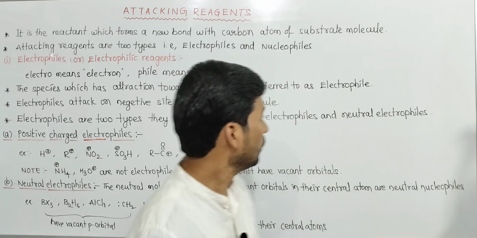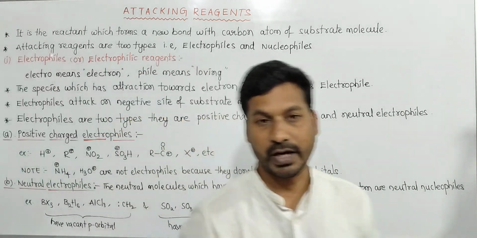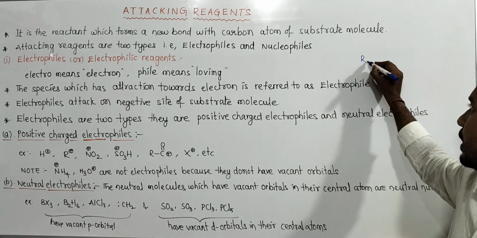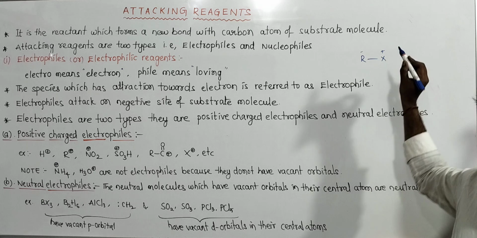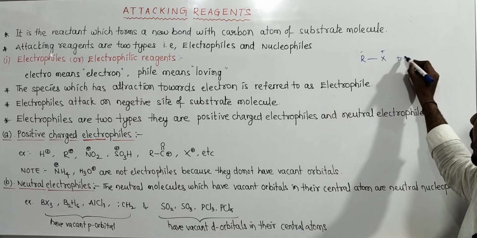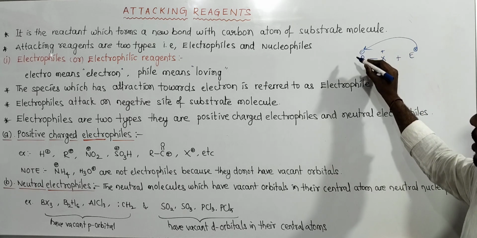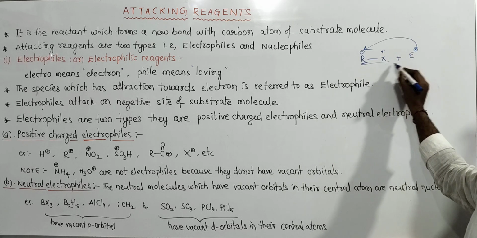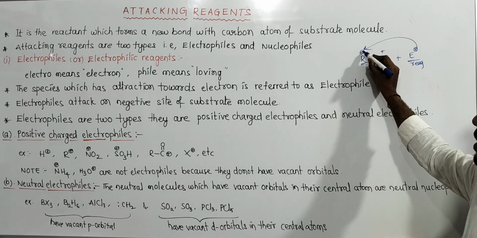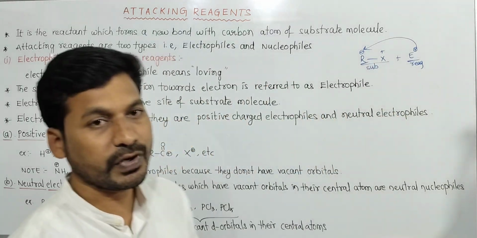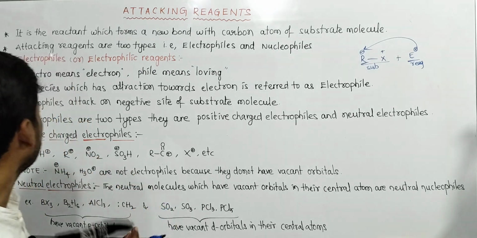So an electrophile attacks the negative site of the substrate. For example, if this is the substrate, and this is the negative site and this is the positive site, then since the electrophile is an electron loving species, it readily attacks the negative site of the substrate. So the electrophile is the attacking reagent which always attacks the negative site of the substrate molecule.